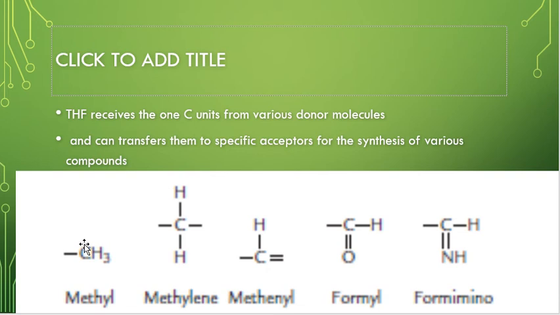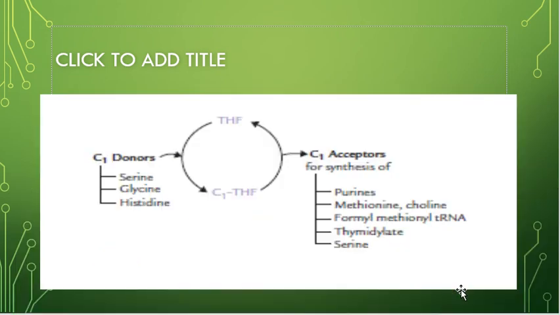The one carbon moieties are methyl, methylene, methenyl, formyl and formimino, and these are derived from various sources. These are the donors of the one carbon unit, and they are accepted and transferred to various biochemical reactions for the synthesis of various compounds in the body.